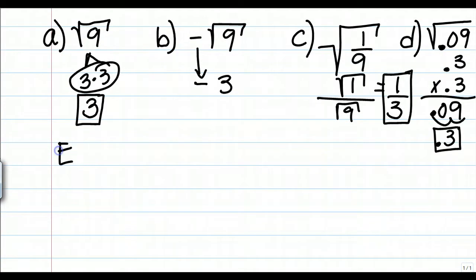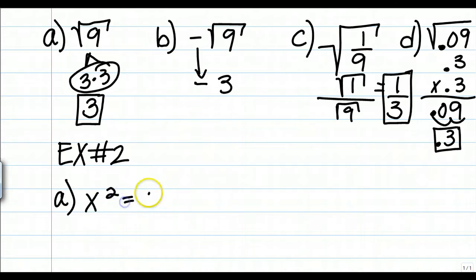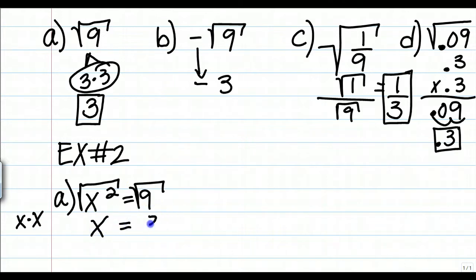Example number 2. If I give you x squared equals 9, and you are trying to solve this for x, the only way you're able to get rid of your squared sign, and that's this 2, is to square root both sides. So whenever you have a square, which is the 2, you square root both sides. And you know that x times x is x squared, so this just becomes x. And you know that 3 times 3 is 9, so this answer is just 3.